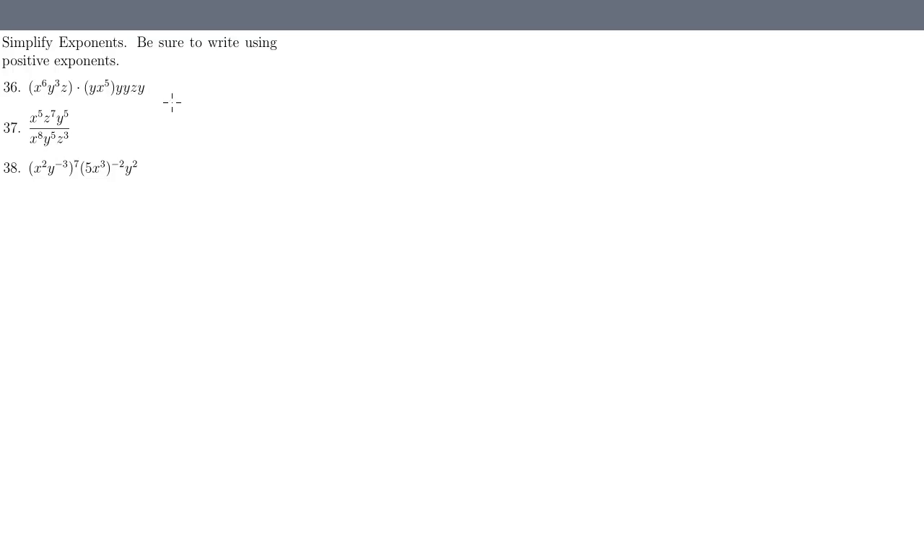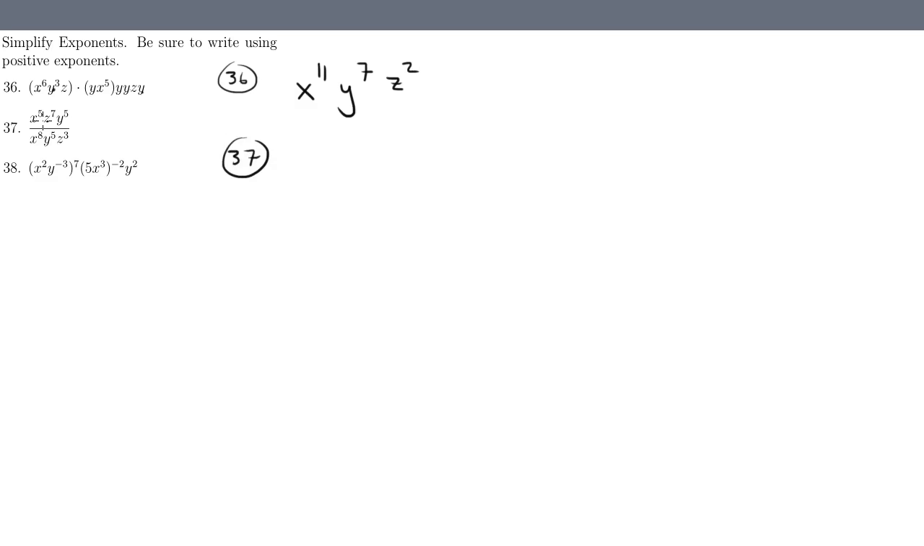Hey everybody, let's simplify some exponents. For number 36, I'm going to start by counting off my x's. 6 plus 5, so 11, x to the 11th. Now we're going to count off our y's. 3, 4, 5, 6, 7, y to the 7th. Now we count off the z. 1, 2, z squared. And I'm just doing this by counting.